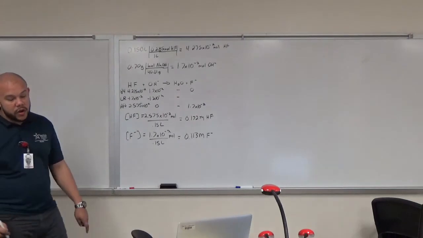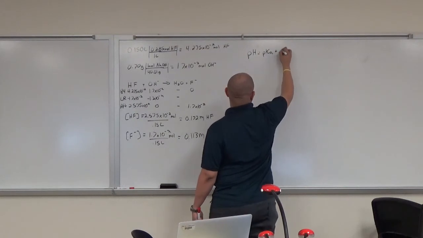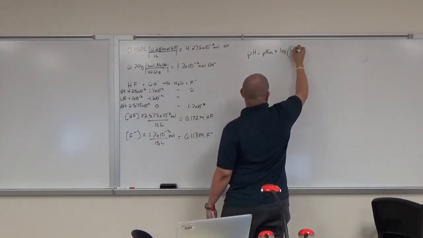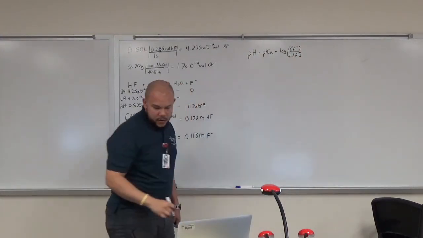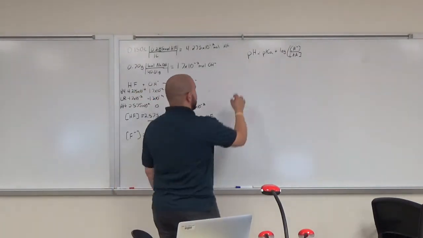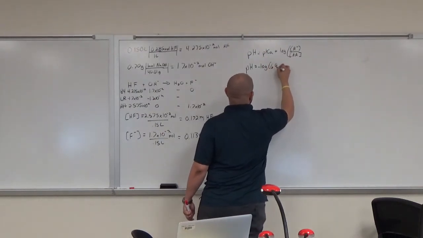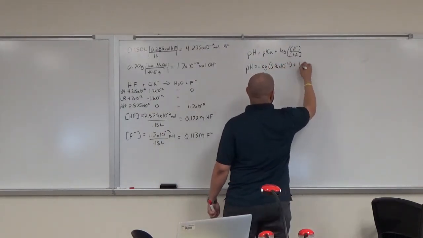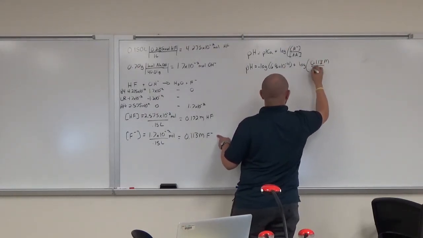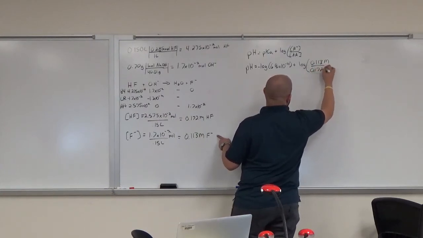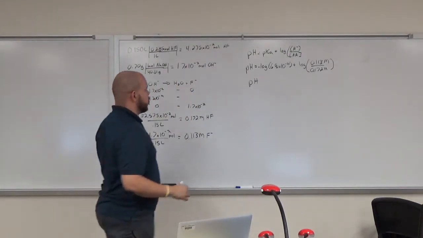So, now that we have the two concentrations, we can go to pH is equal to pKa plus log of A minus over HA. If we go look for the Ka value here, we see that the Ka value is 6.8 times 10 to the negative 4. So pH equals negative log of 6.8 times 10 to the negative 4 plus log of 0.113 molar all over 0.172 molar. And now we end up with a pH of 2.99.